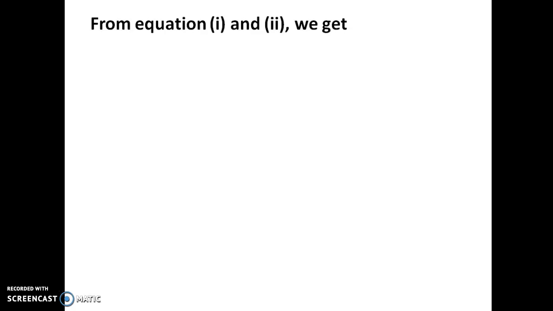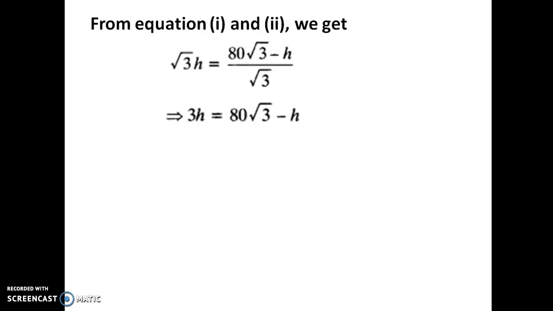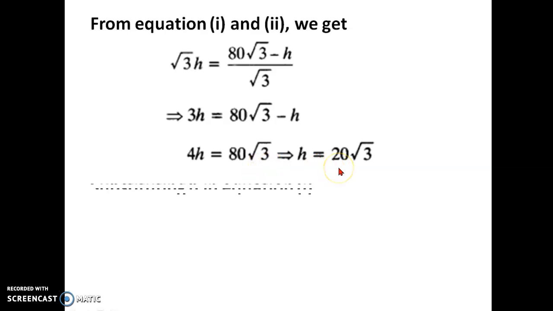Then from equation 1 and 2 we get root 3 H equal to 80 root 3 minus H by root 3. So we have to find out H now. Bring all H to one side of equal to. So you will get 4H equal to 80 root 3. So H is equal to, bring this 4 to the RHS, so it will come in division. So you will get 20 root 3.